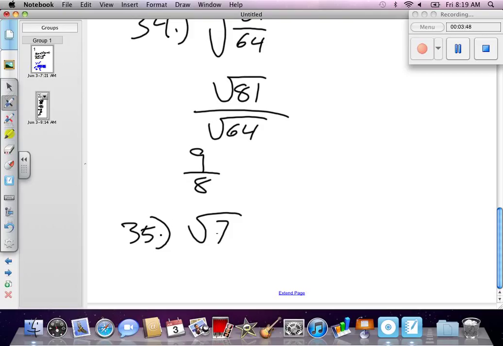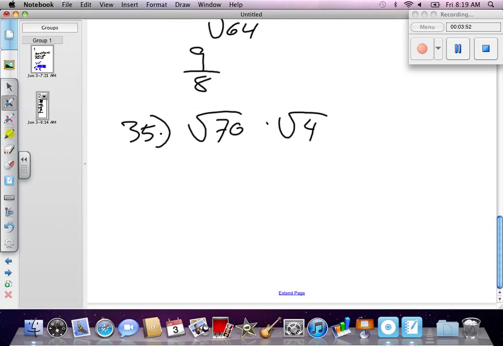We've got the square root of 70 times the square root of 4. Is 70 a perfect square? No. Is 4 a perfect square? Yes. So you get 2 square root 70. It's a good idea to put the 2 in front so you don't think it's underneath the square root sign. That's why we just move it to the front. Okay.